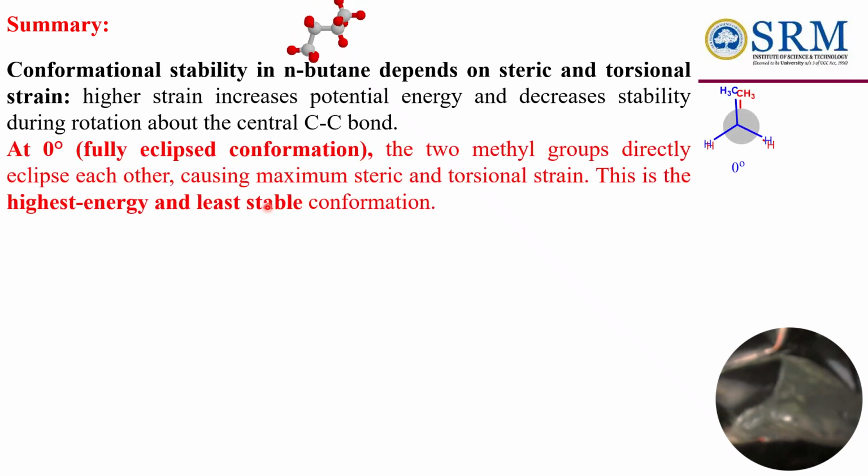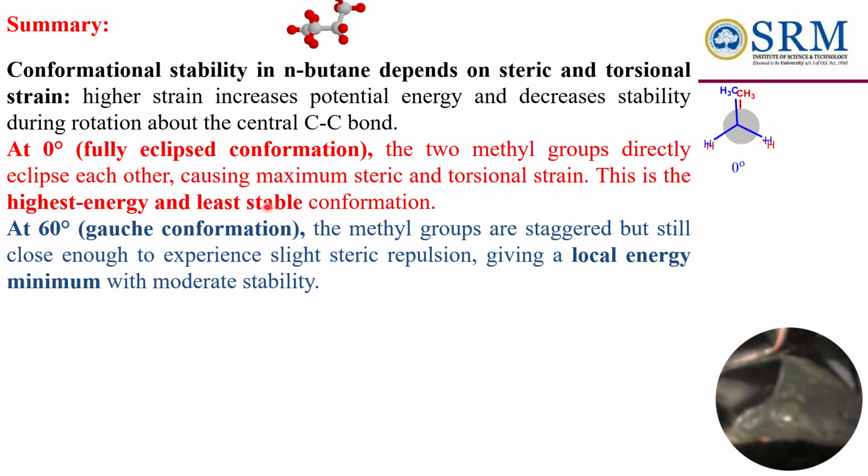And we have different rotations, like at 0 degree. If you carefully look at the fully eclipsed conformation, the two methyl groups, the blue and red, directly eclipse each other, causing maximum steric and torsional strain. Both strains are high in this case. So this is the highest energy and the least stable conformation, as you have seen earlier. This particular conformer clearly depicts it.